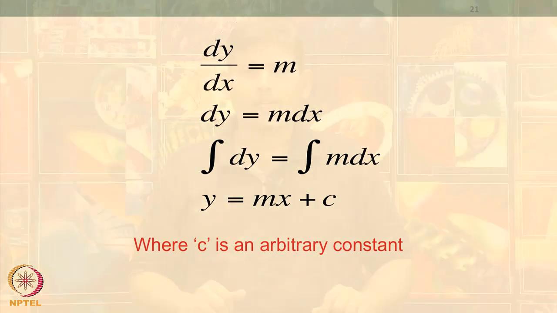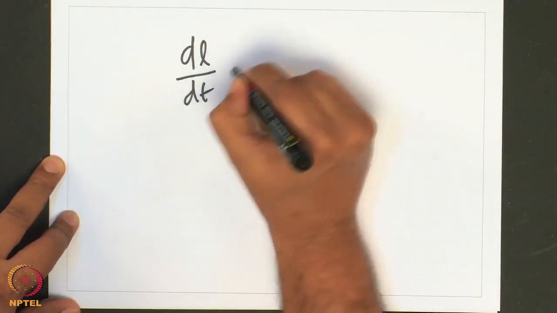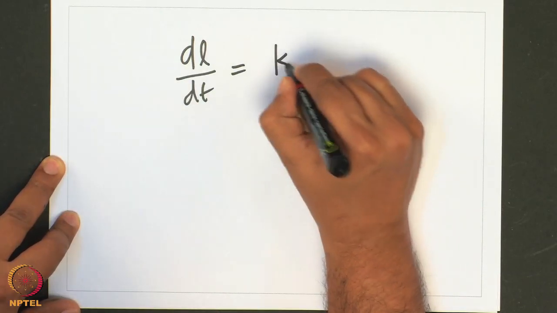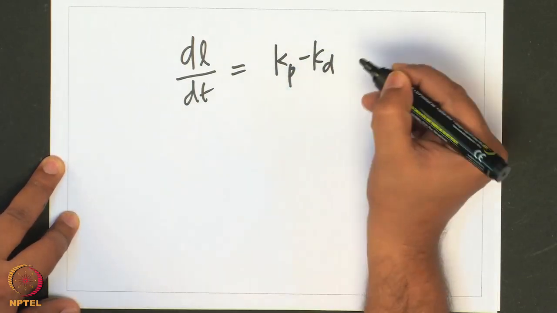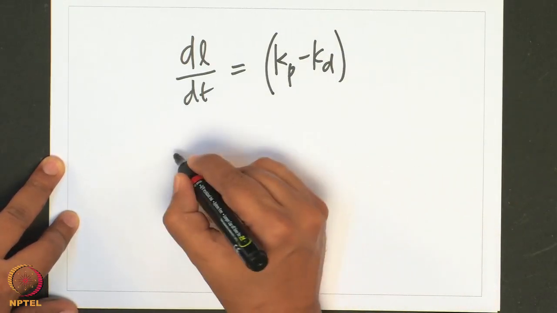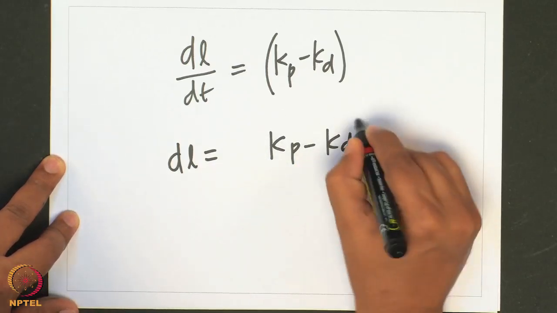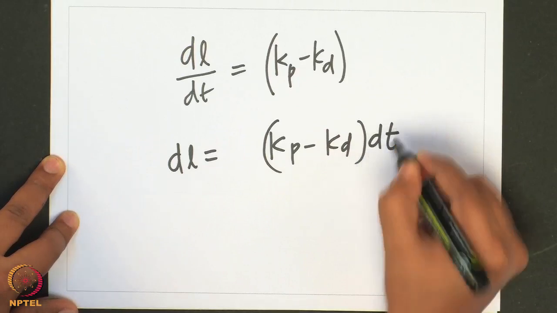Now, let us come back to this example of dL by dt and see what we would get. So, let us take this example of dL by dt. What we have? We know dL by dt is Kp minus Kd, where Kp minus Kd is a constant. So, in other words, dL is equal to Kp minus Kd times dt.